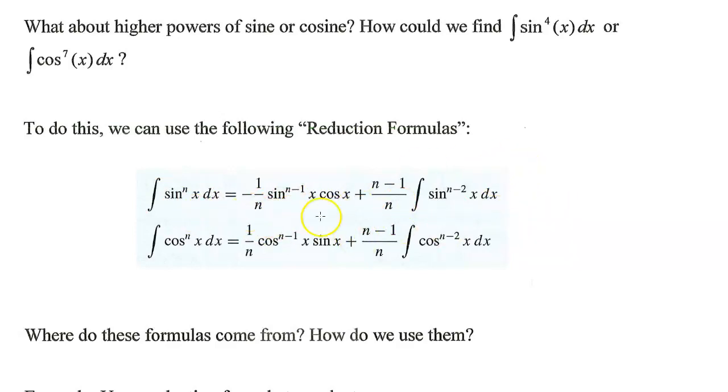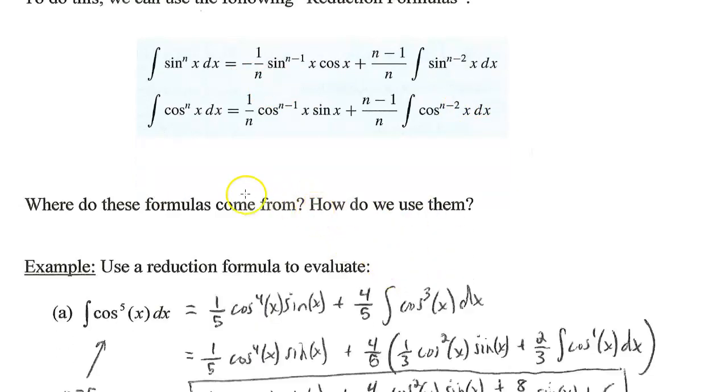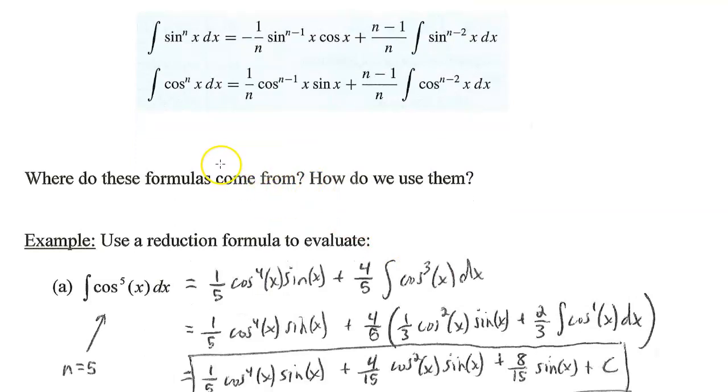But where do these formulas come from, and how can we use them? Okay, so let's begin with how can we use the formulas, and then we'll talk about where they come from. Let's use a reduction formula to evaluate the integral of cosine to the 5th power of x dx. Now you might think, why don't we just let u be cosine, and then we'd have the integral of u to the 5th, right?